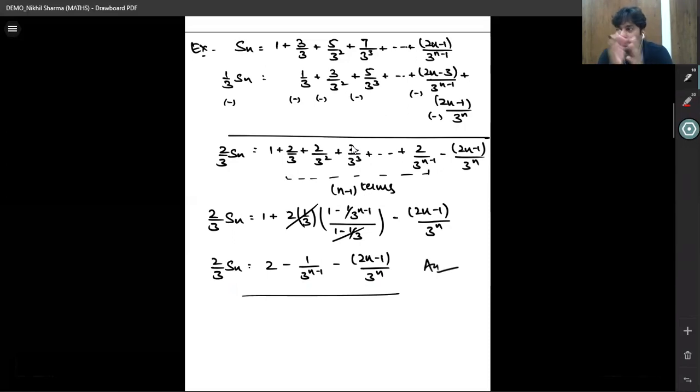So this is the part for AGP where you have to find the sum for the n terms. In the next lecture, we will be discussing the sum for the infinite terms in AGP, and that is very similar to the sum of infinite terms in a GP. So practice more and more whatever we have studied today. I hope you understood all. Thank you. All the best.